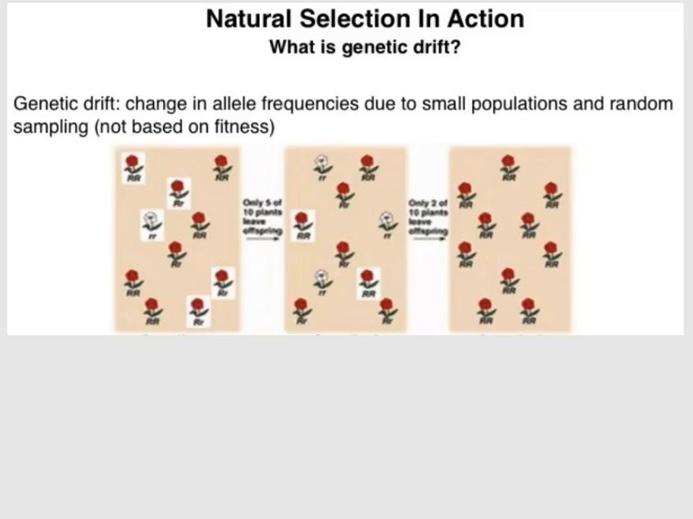Our next lesson, essential question on natural selection in action, is genetic drift. First, you need to understand what genetic drift is, and then we'll talk about how it may happen in nature. So first, we need a good definition for genetic drift, and the definition that we're going to use is that genetic drift is a change in allele frequencies due to small populations and/or random sampling.